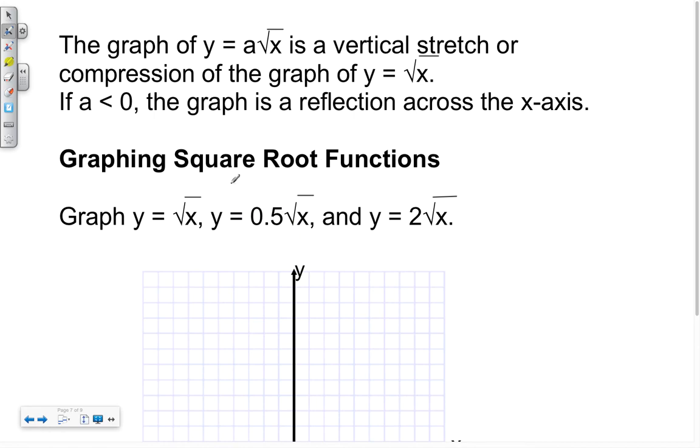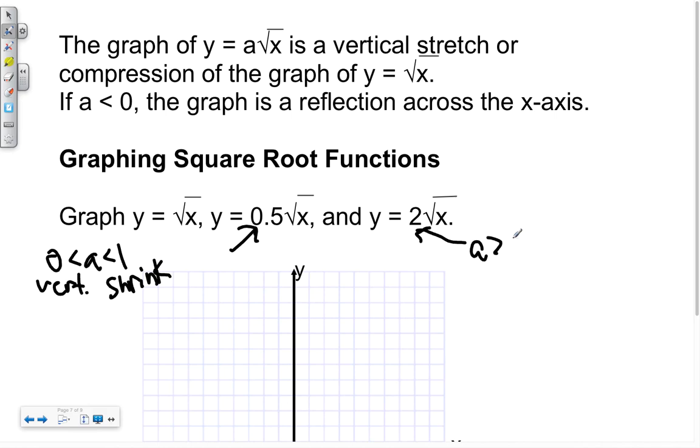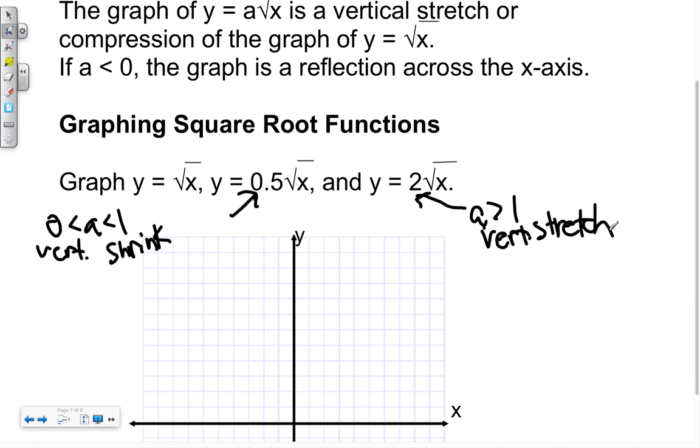Okay, this is looking at a vertical stretch or compression, and we've already done these with absolute values and also with quadratics. So you do the same thing. If your A is between 0 and 1, then it's going to be a vertical shrink, because that's going to make your y values smaller. And if your A, meaning the number in front of the square root, is greater than 1, it's going to be a vertical stretch. So we can try some of these.